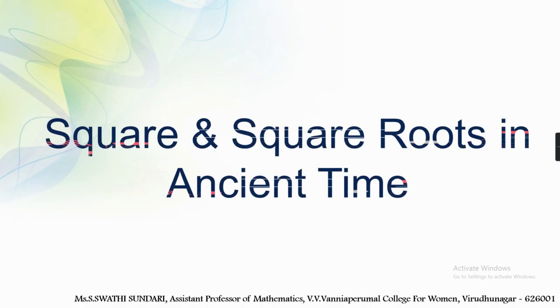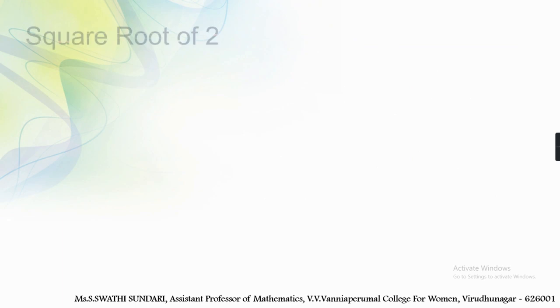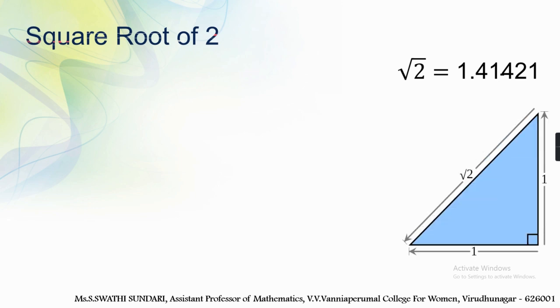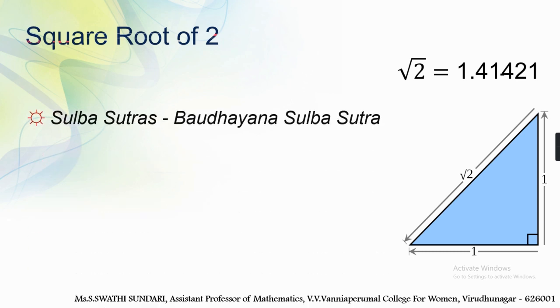Now, I am going to share the story behind the square root of 2. We know that the square root of 2 is a positive real number that, when multiplied by itself, equals the number 2. Geometrically, the square root of 2 is the length of a diagonal across a square with sides of 1 unit of length.